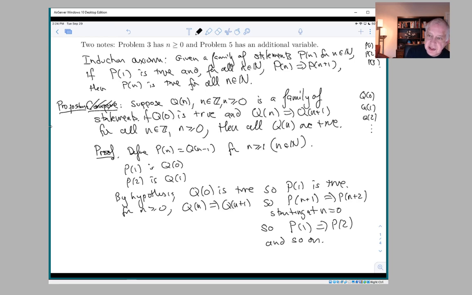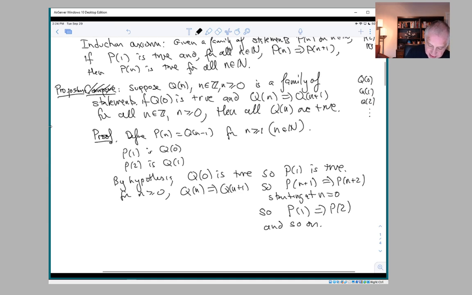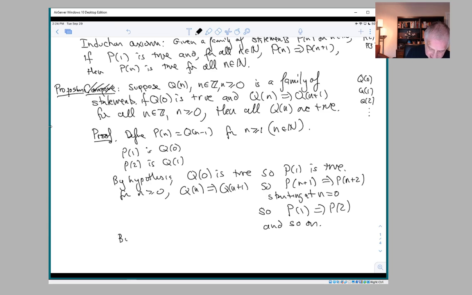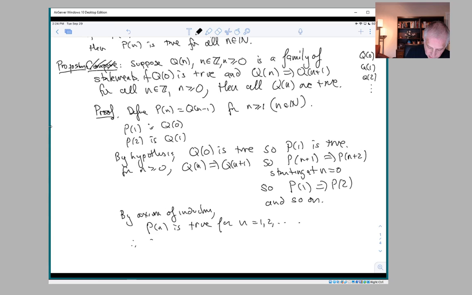So the P's, which are the Q's of n minus 1, satisfy the inductive axiom. So by the axiom of induction, P of n is true for n equals 1, 2, and so on, but therefore Q of n, which is P of n plus 1, is true for n equals 0, 1, 2, and so forth, because Q of 0 is P of 1, which is true, and so on. So you can start your induction from 0 if you like, and it's still going to work.